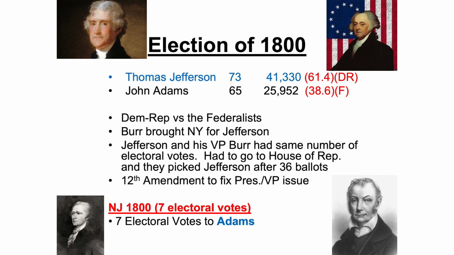And after that, they changed the Constitution with the 12th Amendment to make sure that this kind of situation would never happen, and that the president and the vice president become two separate positions that you would vote for, rather than causing the chaos that happened here.